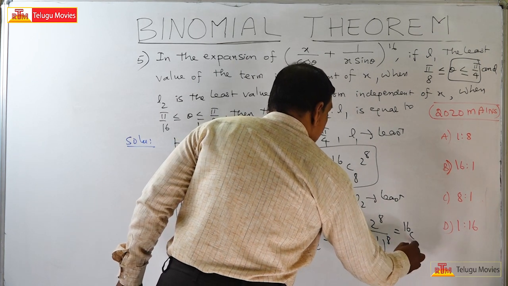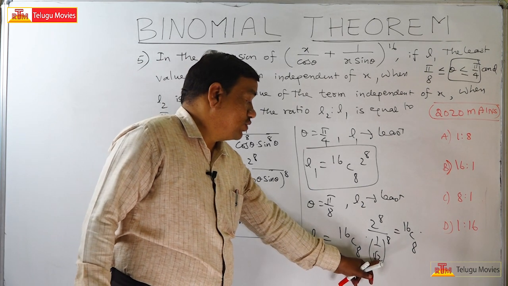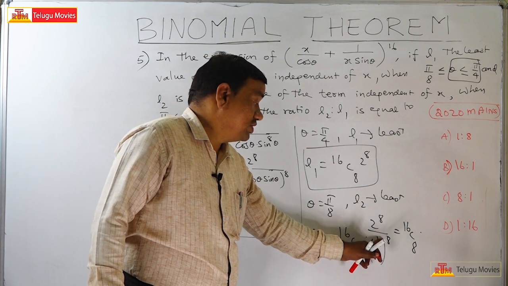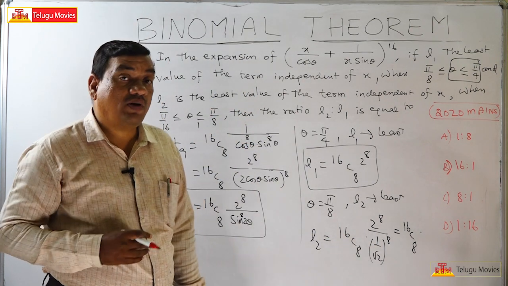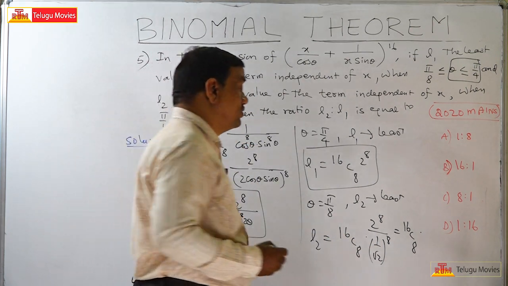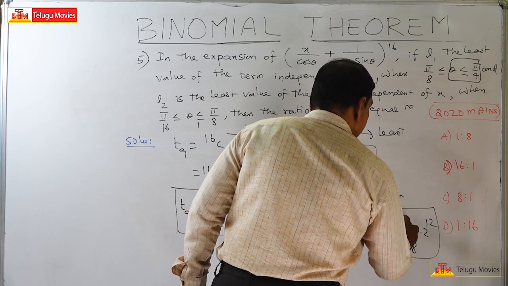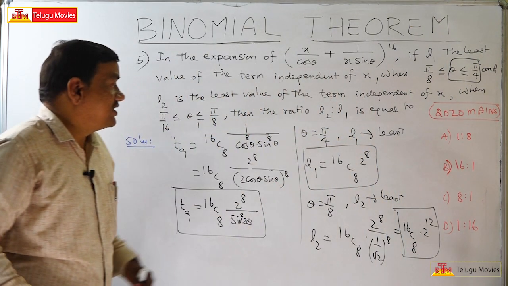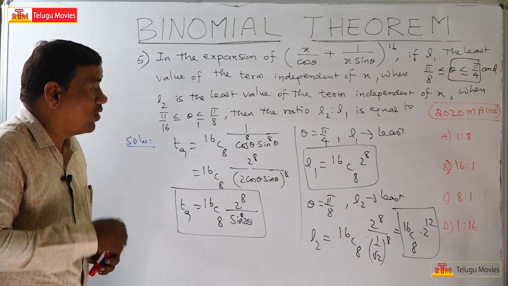So this is 16C8 times 2 power 8, divided by 1 by root 2 whole power 8. That is 1 by 2 to the power of 4, and 2 to the power of 4 will go in the numerator. 2 power 8 into 2 power 4 is 2 power 12. So this is the L2 value. That is, L1 is 16C8 2 power 8, and L2 is 16C8 2 power 12.